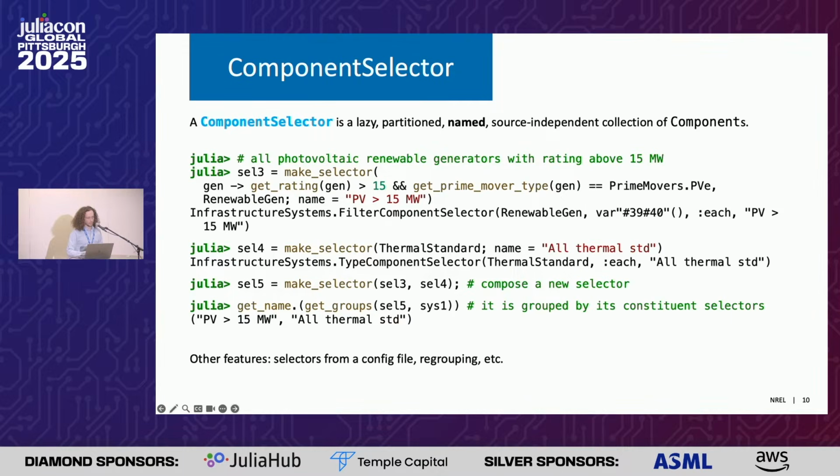So here we're saying we want only the generators with rating above 15 megawatts and only those with a prime mover type of photovoltaic. And we're going to give that a name. Then we're going to do a simpler selector, just all the thermal standard generators, and we're going to give that a name. And then we can compose a selector from these sub-selectors. And when you do this, the groups come from the sub-selectors. So you can see cell 5 here has the 2 groups corresponding to its constituent selectors.